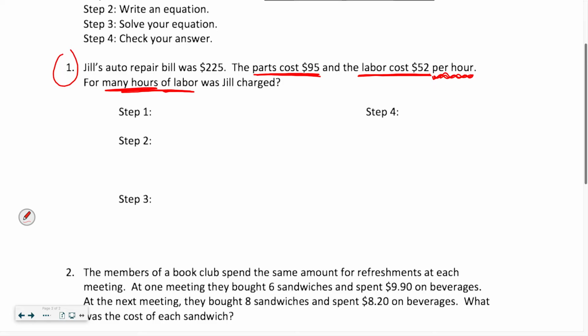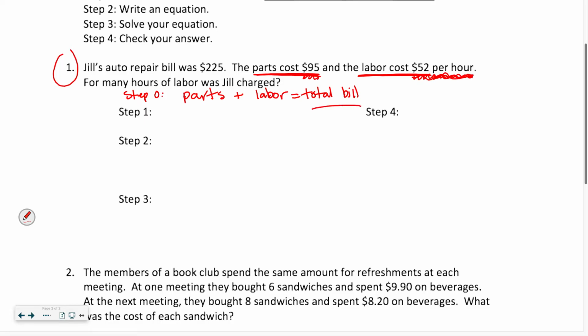Okay, Jill's auto repair bill was $225. The parts cost $95. The labor cost $52 per hour. How many hours of labor was she charged? So if you wanted to do a step 0, let me give you an example. What I would say is, all right, I have this idea of the parts plus the labor should give me my total bill. Okay, that's what I mean about a step 0. Set up the situation. What are you adding or subtracting?